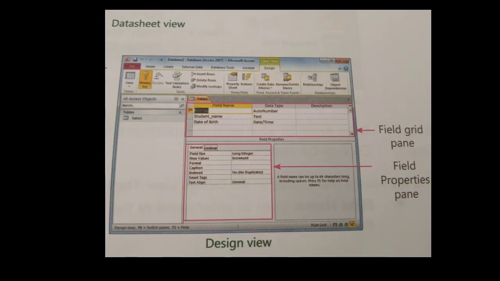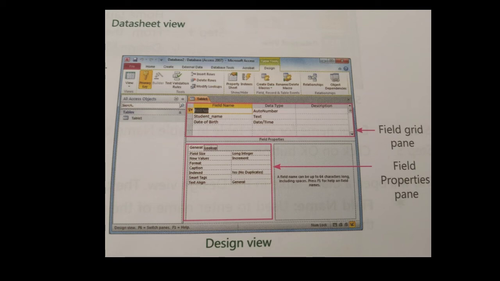Next one is design view. In this view, the records are not visible. You can only see the field names along with their data types. You can add or delete a field name. The design view is divided into two parts. First one is field grid pane. Next one is field properties pane.